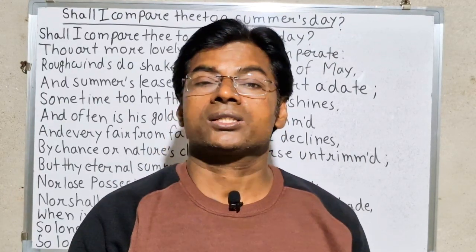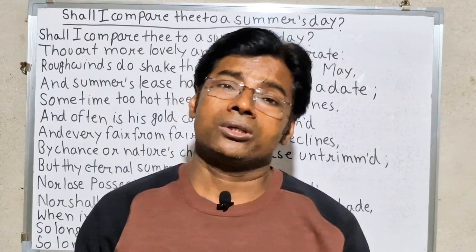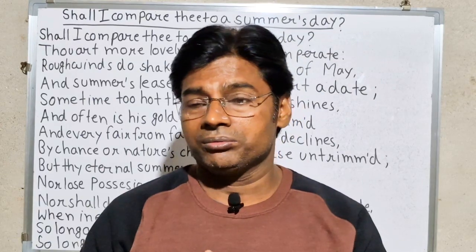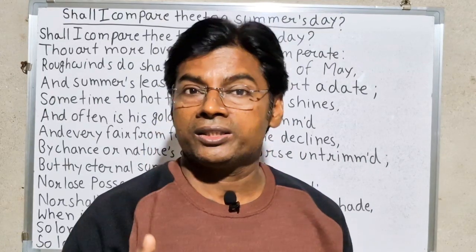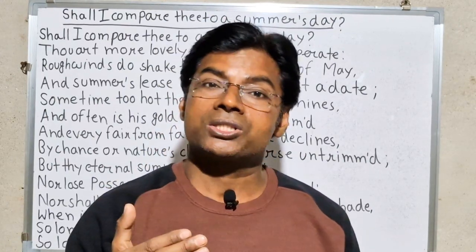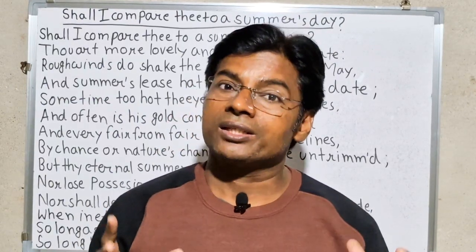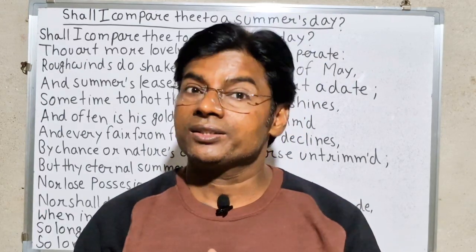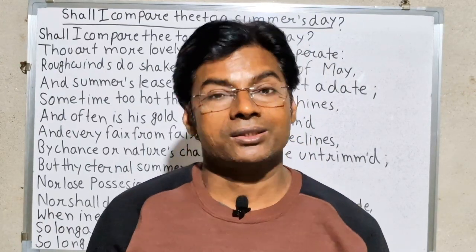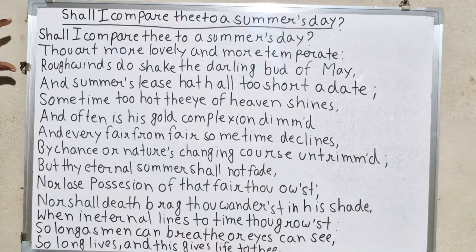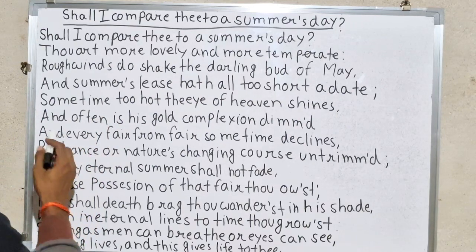So this question is out. It is almost idiotic or nonsense to compare the fairness, the beauty, of his friend to a summer day. Why? Because he wants to immortalize his friend, and that's why he wants to compare him. But summer itself is temporary. So here the first stanza, the first quatrain of the poem, ends. Now let's look at the second one.